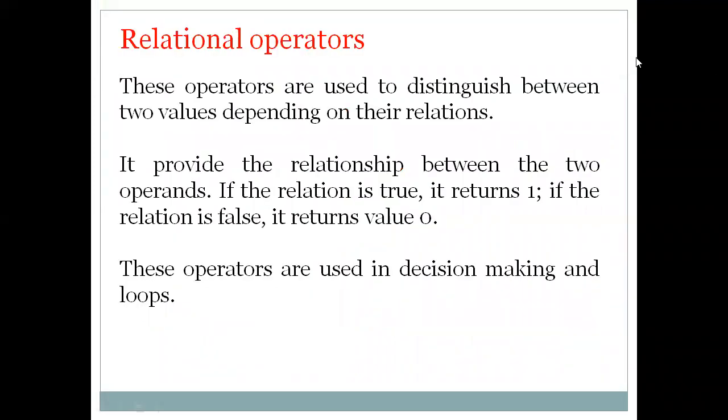So relational operators are used to distinguish between two values depending on the relations. That's why they are called relational operators. It provides the relation between the two operands. If the relation is true, it returns the value 1. If the relation is false, it returns the value 0. So these operators are used in decision making and loops.